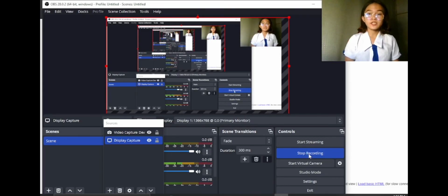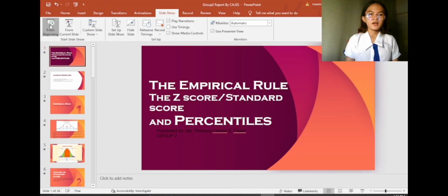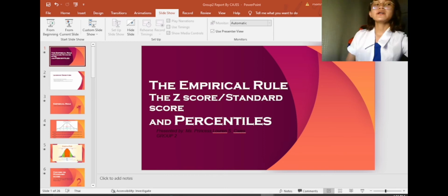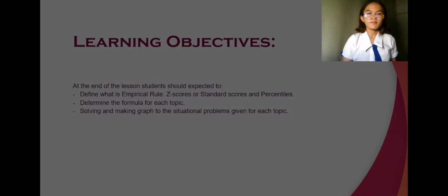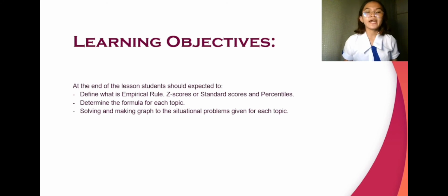And this is the continuation report of our topic, which is the data description. So, I will be presenting the empirical rule, the z-score or standard score, and percentile. Our learning objectives at the end of the lesson: students should be expected to define what is the empirical rule, z-score or standard score, and percentile; determine the formula for each topic; and solve and make graphs for the situational problems given for each topic.